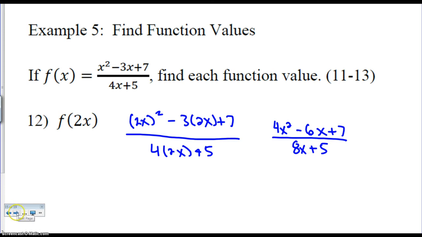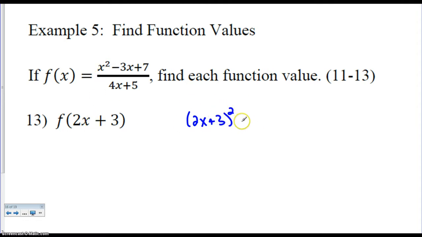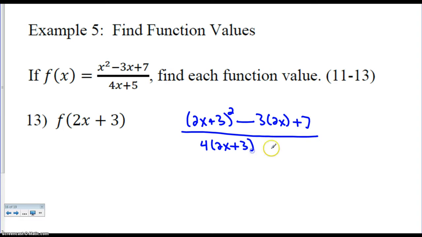Let's look at one in which I'm substituting an expression. Like I'm substituting 2x plus 3 in place of x. So I'm squaring 2x plus 3. So I'm putting 2x plus 3 in place of x. I'm squaring it minus 3 times 2x plus 3 plus 7, all over 4 times 2x plus 3 plus 5.